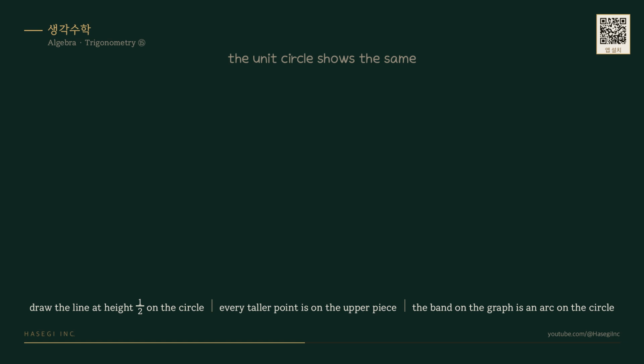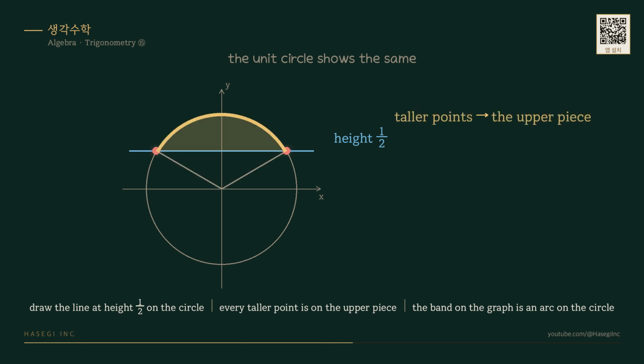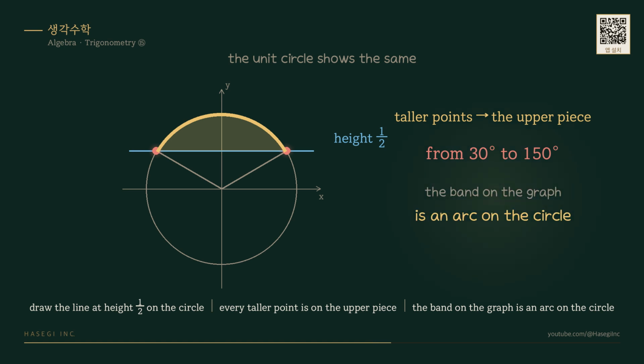The unit circle shows the same thing. Draw the line at the height 1/2, and the circle splits into an upper part and a lower part. Every point taller than that line sits on the upper piece, and that piece runs from 30 degrees to 150 degrees. The band on the graph was an arc on the circle.